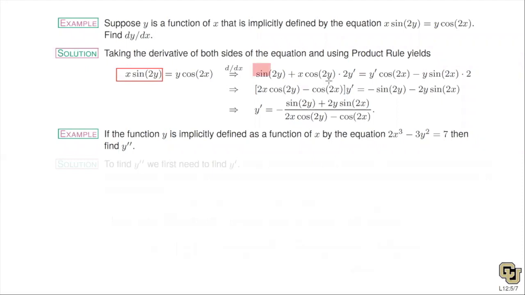So that's that product rule. And then on the other side, for this function, we have the product rule right here.